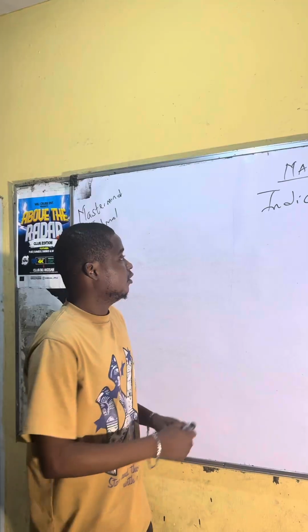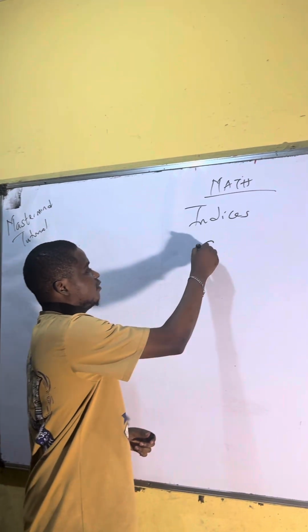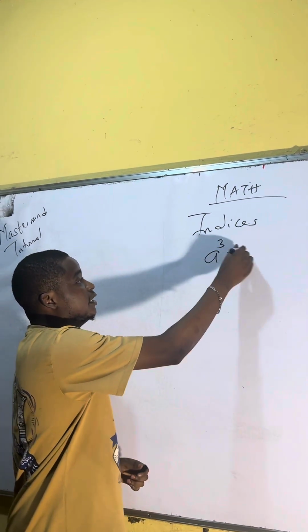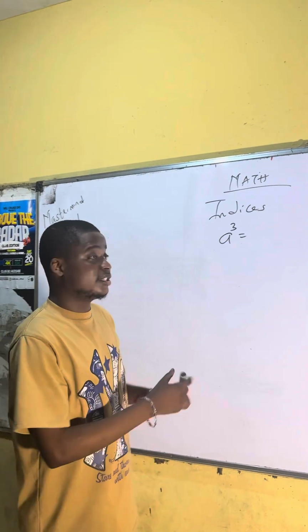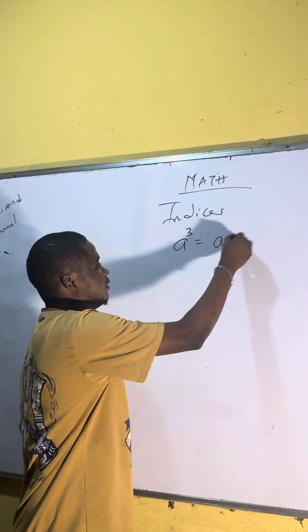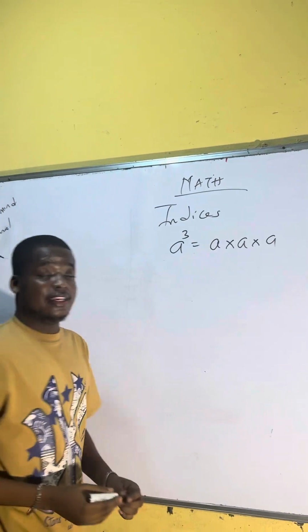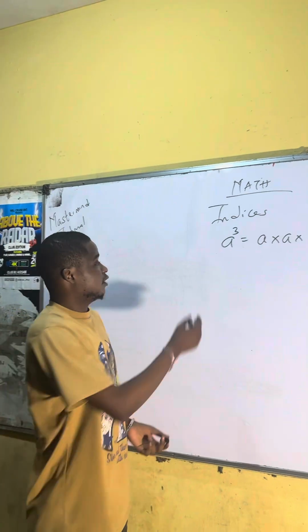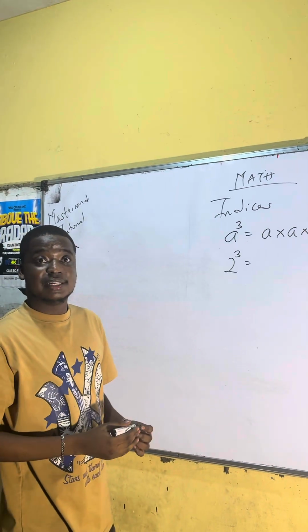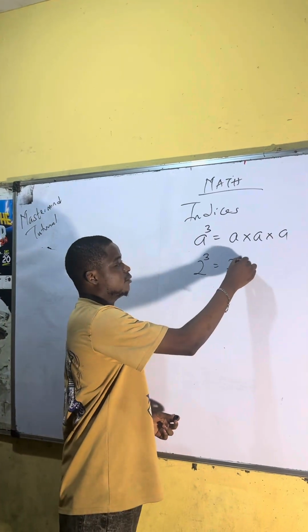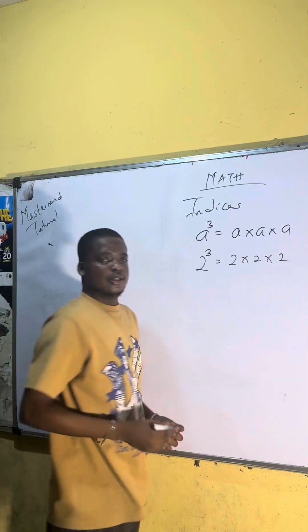For example, if you see an alphabet A raised to the power 3, it means A is repeated 3 times, as this can be expressed as A times A times A. But if you see a number like 2 raised to the power 3, it means that 2 is repeated how many times? 2 times 2 times 2.